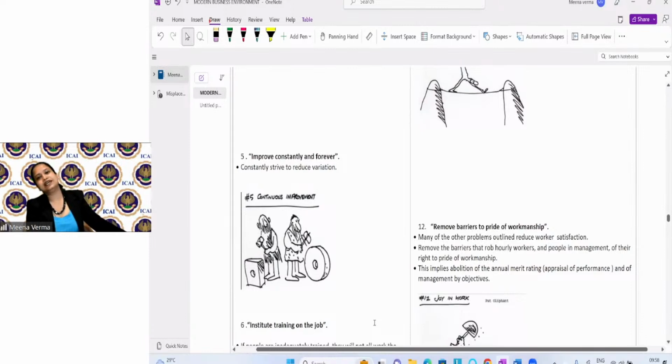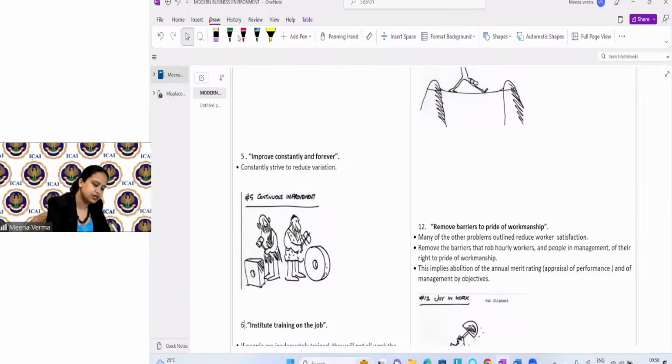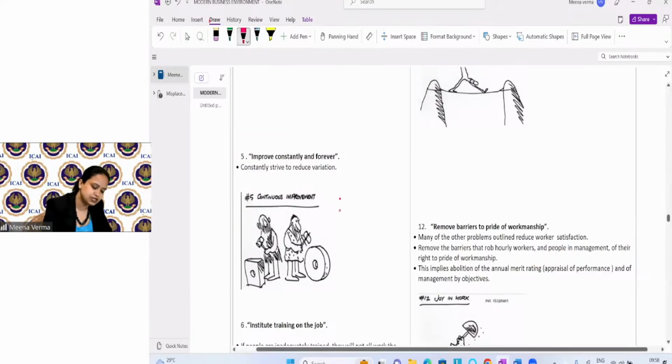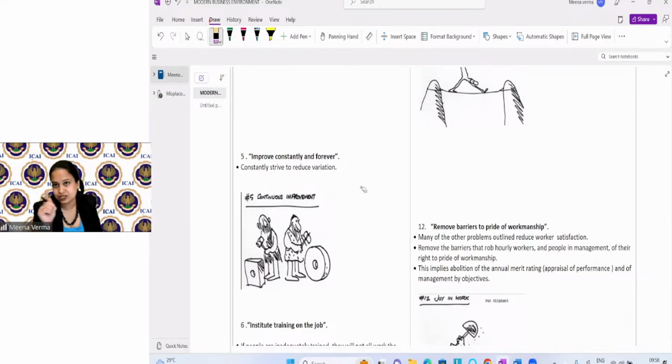Improve constantly and forever. So it is written here that continuous improvement is a never-ending task. You will never say that your organization is perfect and there is no problem in the organization. I am 100% perfect, I have no problem, my organization is very perfect. You should never speak that, right?